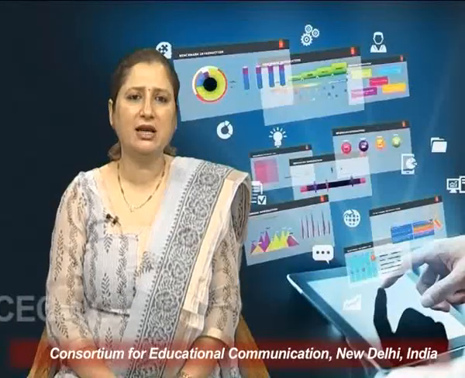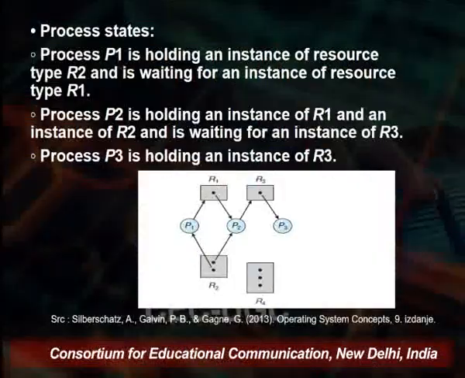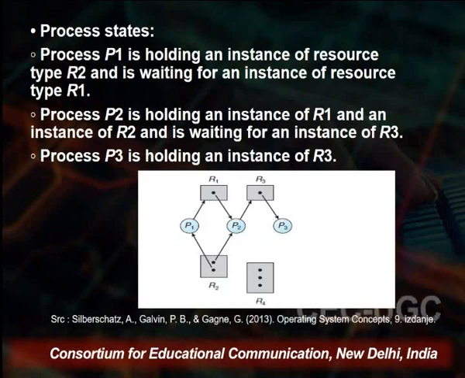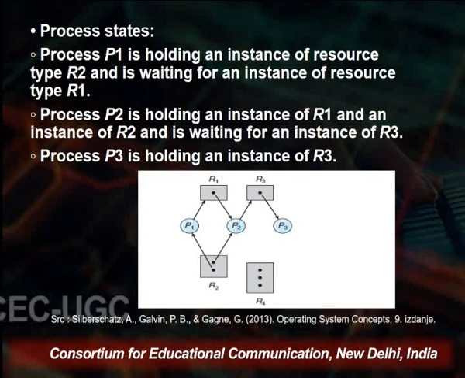So, if we look at the resource allocation graph here, we can see that there is an arrow going from P1 to R1. This means that the process P1 wants the resource R1, but there is an arrow from R3 to P1. So, this means that P1 is holding an instance of the resource R2, but it is waiting for an instance of the resource R1.